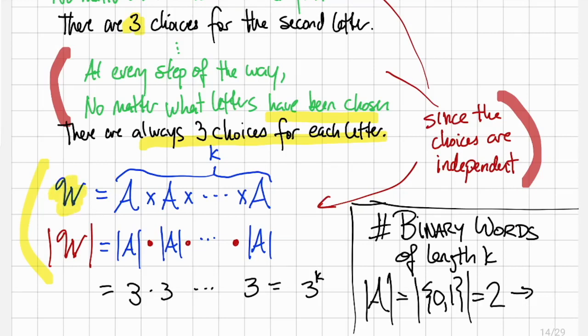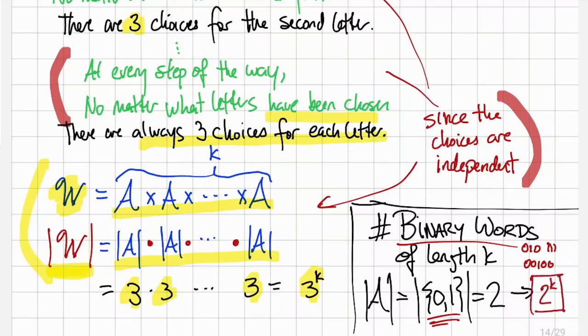The set of words is equal to the Cartesian product of k copies of the alphabet. And that means that the number of words is equal to the size of the alphabet multiplied with itself k times. That's a general statement, and for a particular alphabet, A, B, C, there are 3 choices for each, and so the total number of words is 3 to the k. We've seen words on an alphabet before, binary numbers, like 010, 111, or 00100. In that case, the alphabet is the set {0, 1}. The number of binary words of length k is going to be 2 to the k. That's really nice.